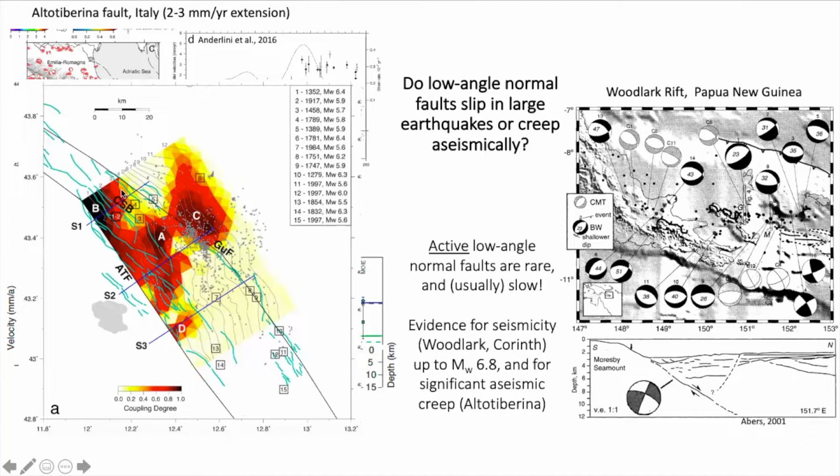Over here on the left is just another study's interpretation of the geodetic data from the Alto Tiberina fault, which shows that that data is actually fit equally well by this heterogeneous spatial pattern of fault locking, where the red patches are more strongly locked and the yellow parts are creeping.